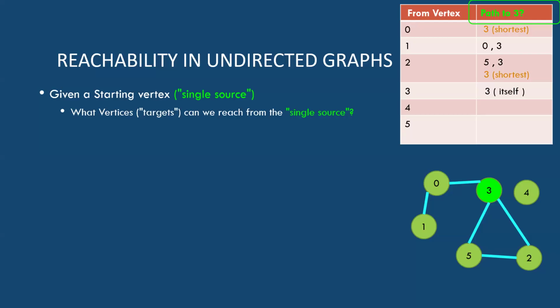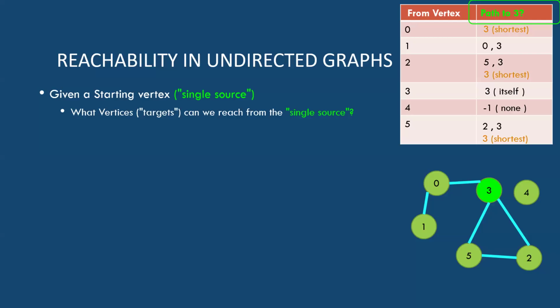Okay, and 3 to itself could be considered a path, but usually we ignore that because it doesn't really help us with anything. 4 has no path to 3, so sometimes we will indicate that with some special value like a -1. And of course, 5 can go directly to the 3 or through the 2, just like the 2 is going through the 5. So looking at this analysis, there are 3 paths that are the same length to get to 3 from other places in the graph.